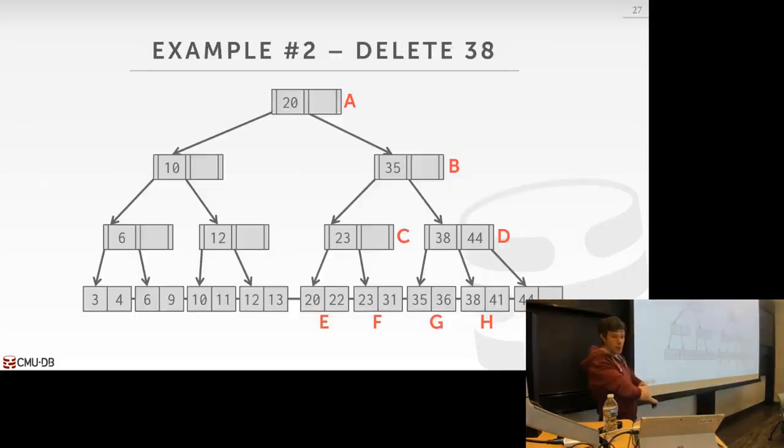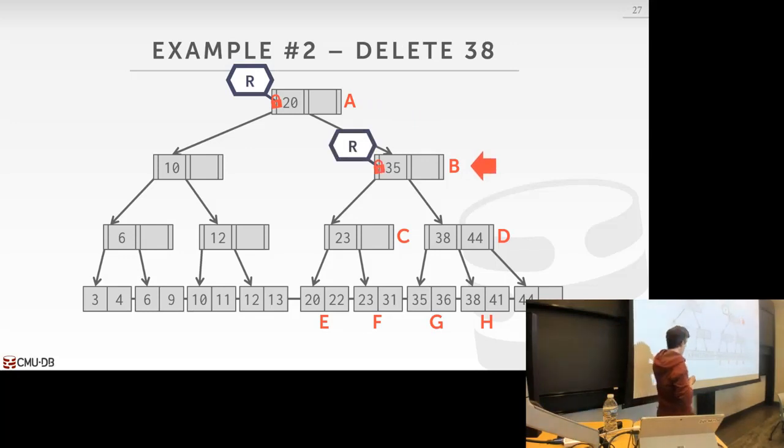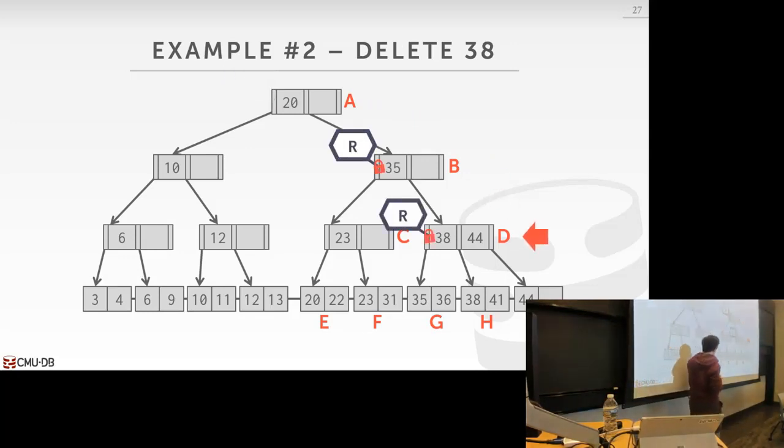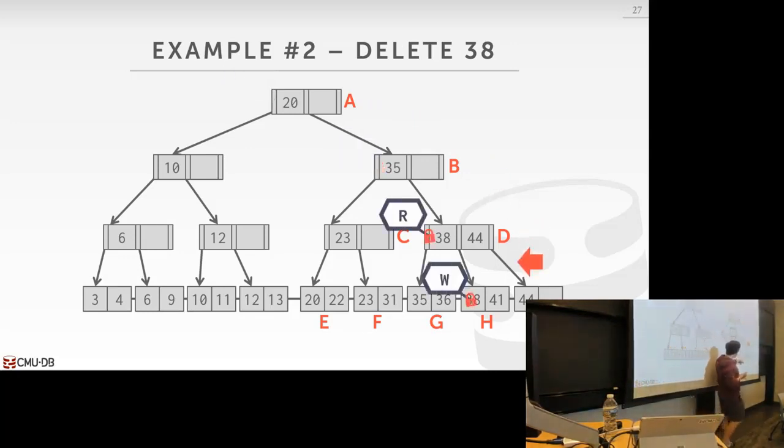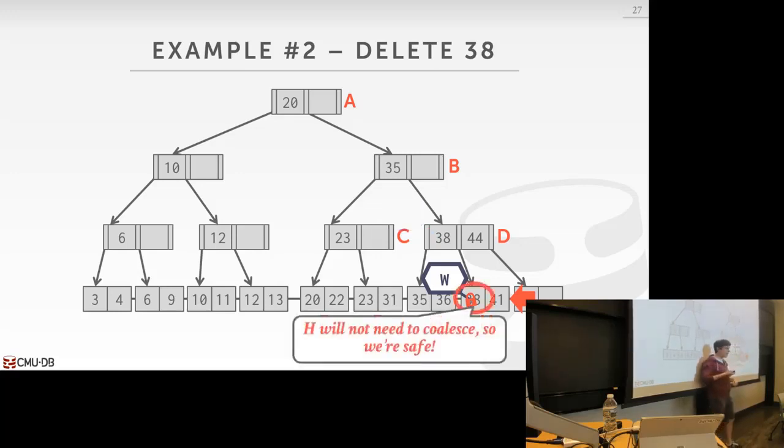All right, so let's say again, we want to do that delete on 38. Again, I don't take a write latch from the root. I take a read latch all the way down. And then when I get down to D here, I acquire the write latch on H. I recognize that I'm doing a delete, and I'm not going to do a split or merge. So my gamble paid off and I don't need to restart, right? I can do my delete without having to take write latches.